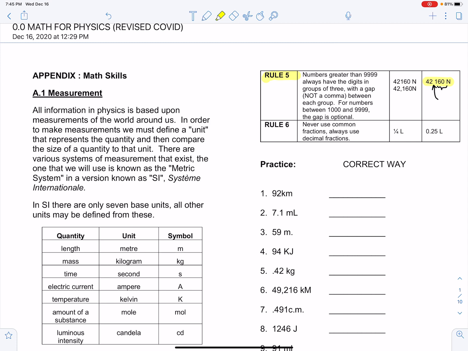For numbers in between 1,000 and 9,999, you don't have to put a space. It's optional. So if you put a gap or a space, it's fine, and if you don't, it's also fine. But for numbers greater than 9,999, make sure there is that gap between each group of 3 numbers. Rule number 6. Never use common fractions, always use decimal fractions. So in science, we don't write 1/4 liters, we write 0.25 liters. 0.25 liters is the correct way to write this measurement.